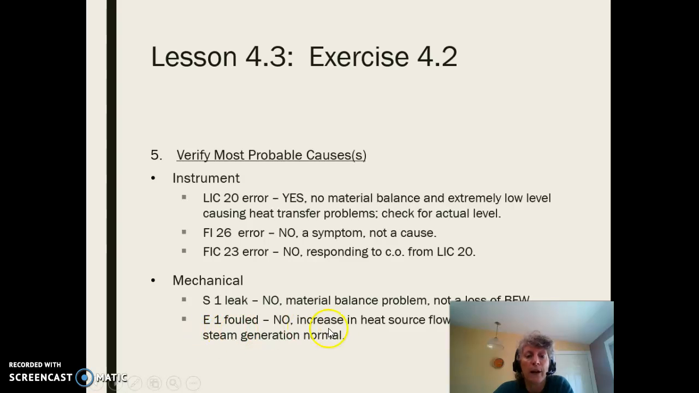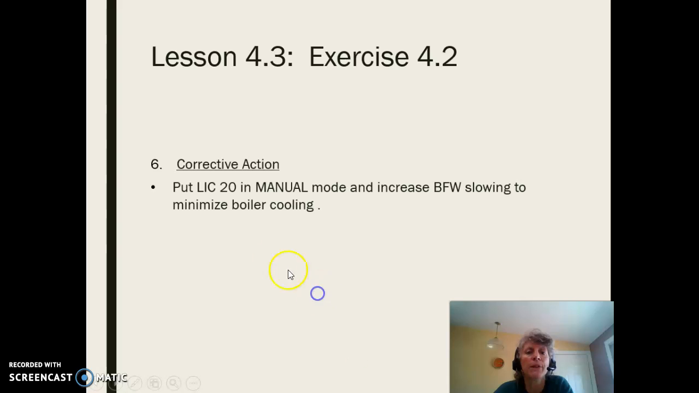Is E1 fouled? No, increase in heat source should keep the steam generation normal. So if we had fouling, then what we're saying here is that we wouldn't have the flow FI26 be normal, which it is. Okay. All right, so let's see.